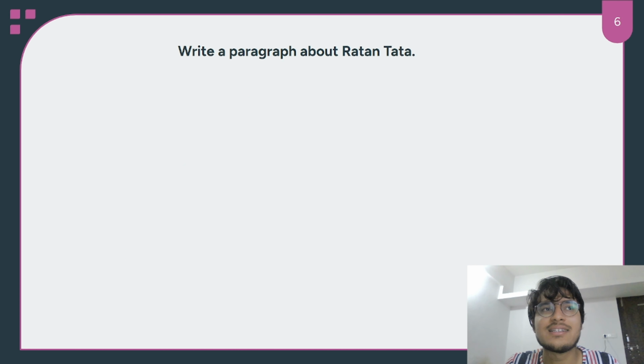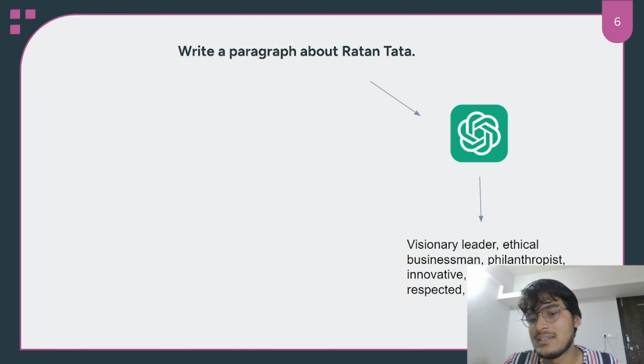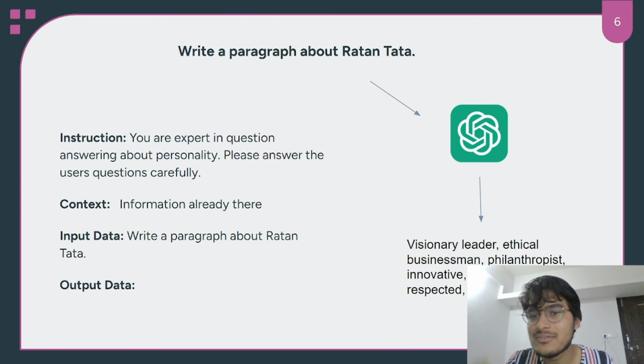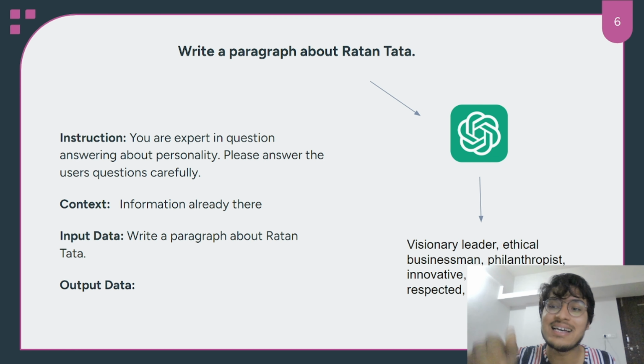Now, again, you will ask me: I just go to ChatGPT and write a paragraph about Ratan Tata, and it gives me visionary leader, ethical businessman, philanthropist, innovative, humble, influential, respected, mentor, legendary. So this is the output I get. So where the heck am I using a prompt? I'm not using a prompt, and I'm getting the answer. But under the hood of ChatGPT, this is the prompt they are constructing.